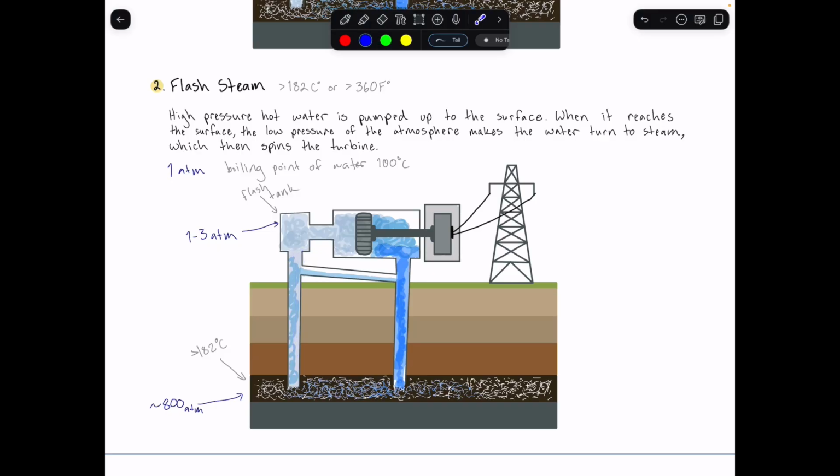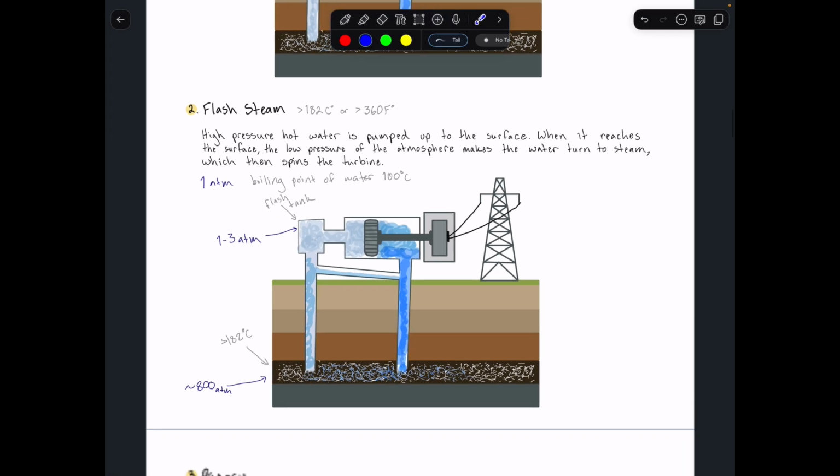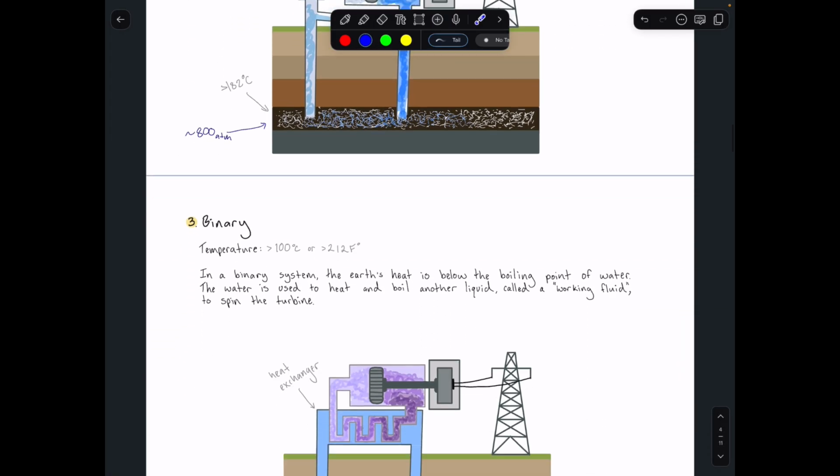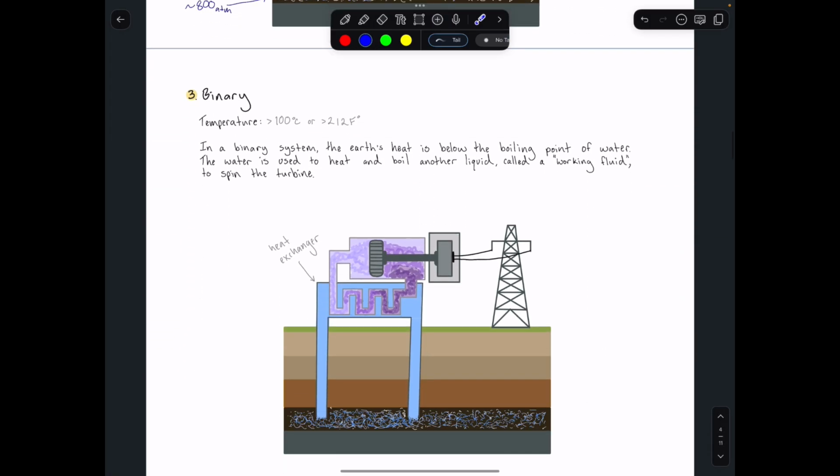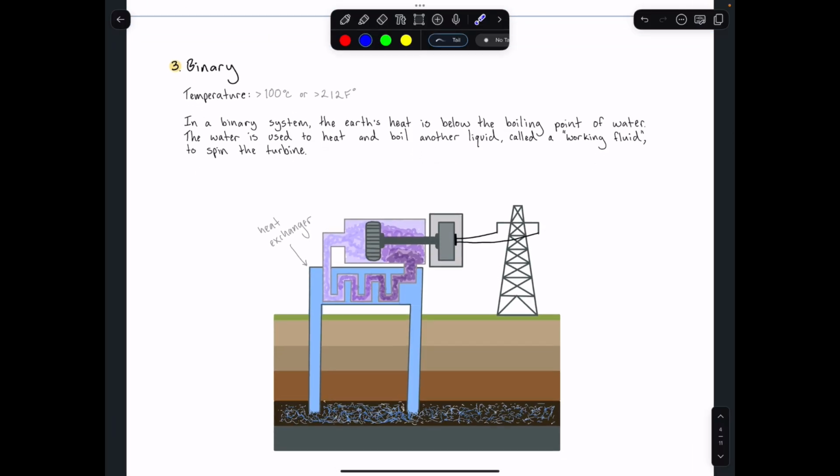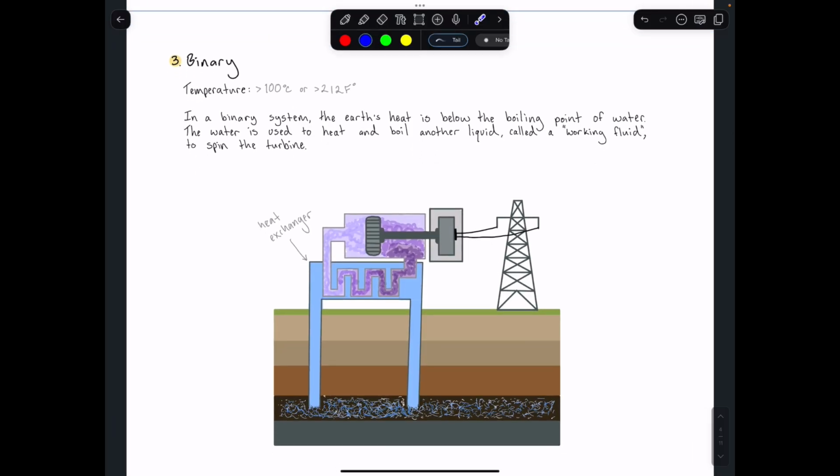Part of it is converted to steam, which goes through this steam turbine here, and then part of it stays as water and is just re-injected back into the well. Okay, so that's how a flash steam system works. The third type of power plant is called a binary power plant.